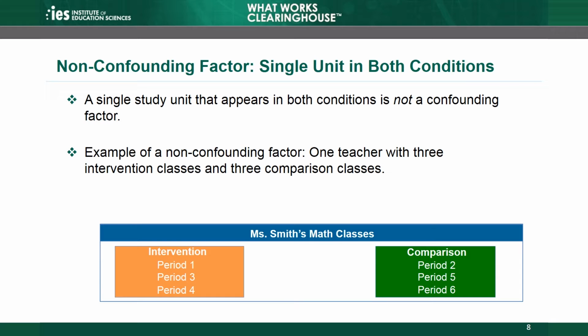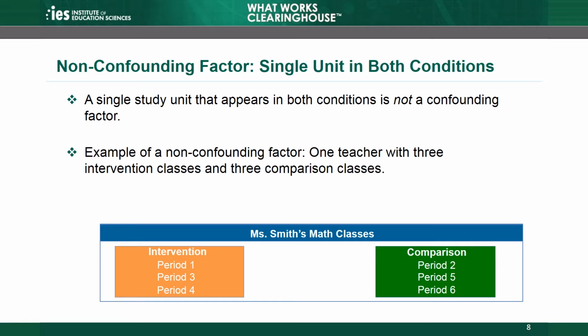Here is an example of a single unit that appears in both conditions. Ms. Smith teaches 6 classes and implements a new math intervention in 3 of her classes. In her remaining 3 classes, the comparison classes, she teaches the regular curriculum. Although Ms. Smith is the only teacher in the study, this is not a confounding factor because Ms. Smith's teaching skills are present in both the intervention group and the comparison group.